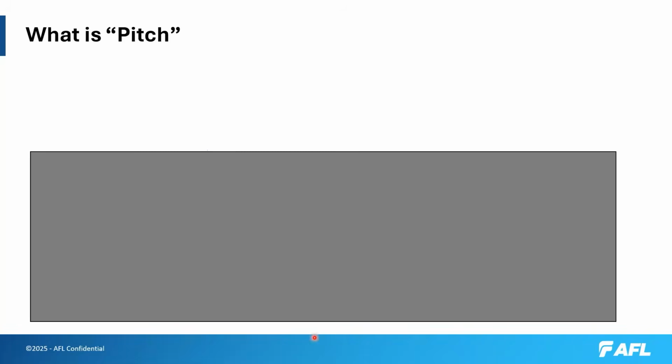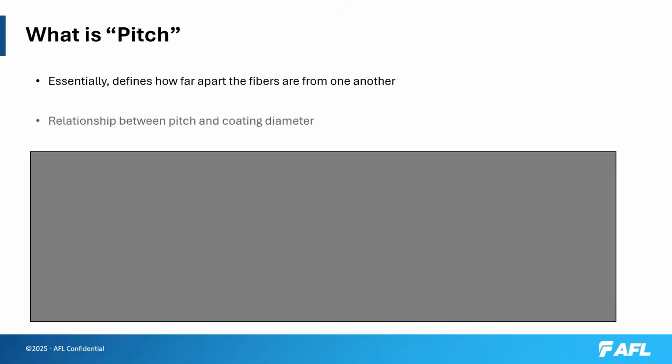What is pitch? This illustration is pretty cool. It essentially defines how far apart the fibers are from each other. It's a relationship between the pitch and the coating diameter. So with these V grooves, the left V groove is 250 microns, the right V groove is 200. Matter of fact, we do have V grooves available in 12 fiber 250, 16 fiber 250, and the same for 200 micron pitch. We have 200 micron 12 fiber and 200 micron 16 fiber V grooves.